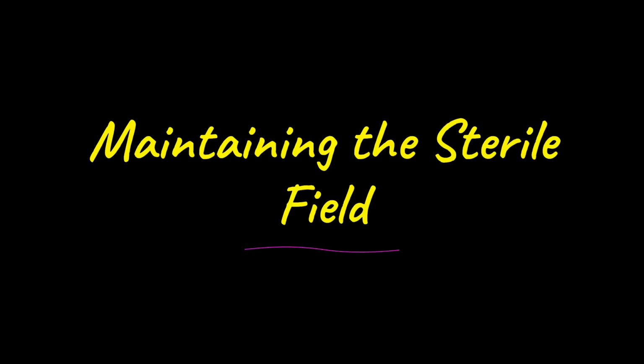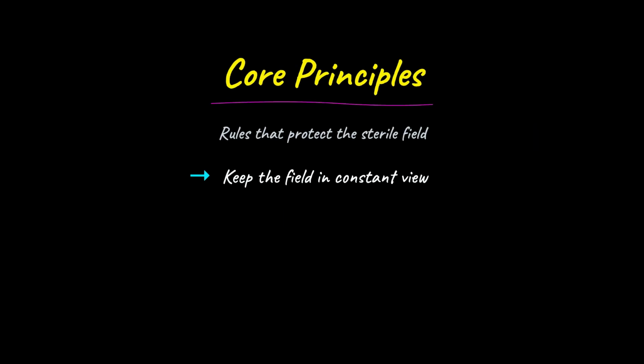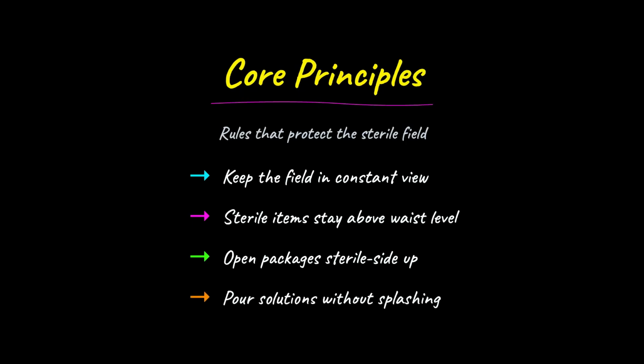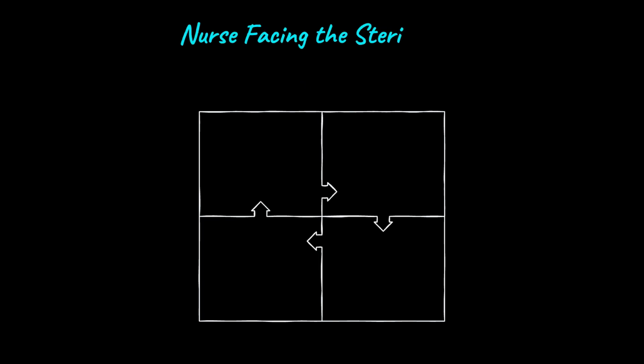Sterile technique creates and maintains a field completely free of microorganisms during procedures that bypass the body's normal barriers, like surgery, central line insertion, and catheterization. The core principles are simple but strict. Always maintain visual contact with the field. Keep sterile items above waist level. Open packages so contents stay sterile. And pour solutions without splashing or letting sterile and non-sterile surfaces touch.